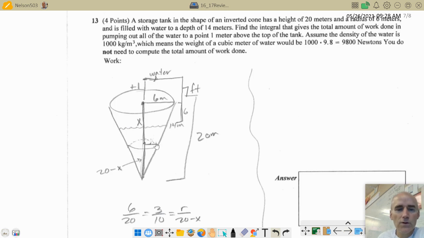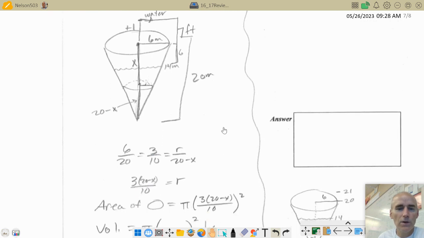I like to draw a little thin circle here, a little thin disc, if you will. And I want to find the volume of that disc and then the weight of that disc, because the weight needs to be lifted up out of the cone a certain height. Okay, that would be the work calculation.